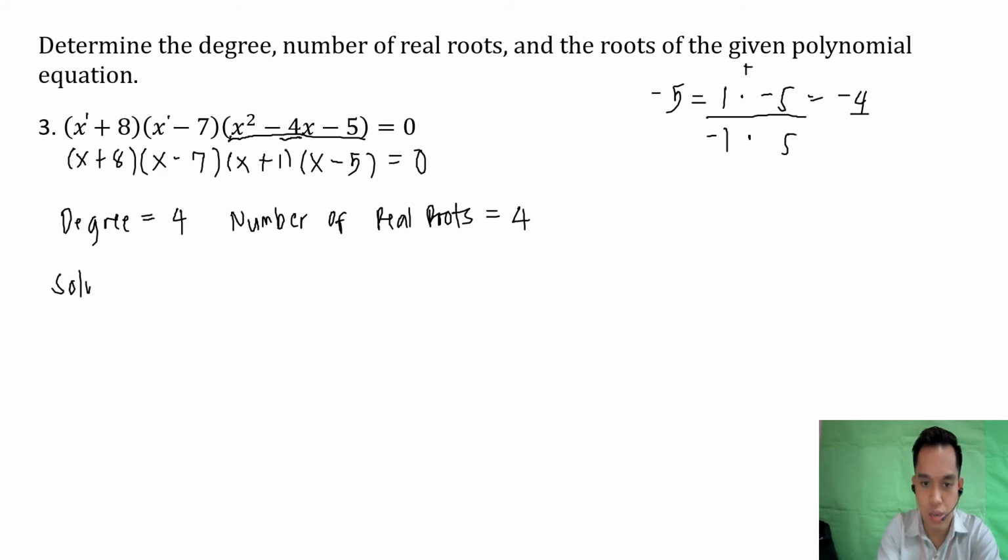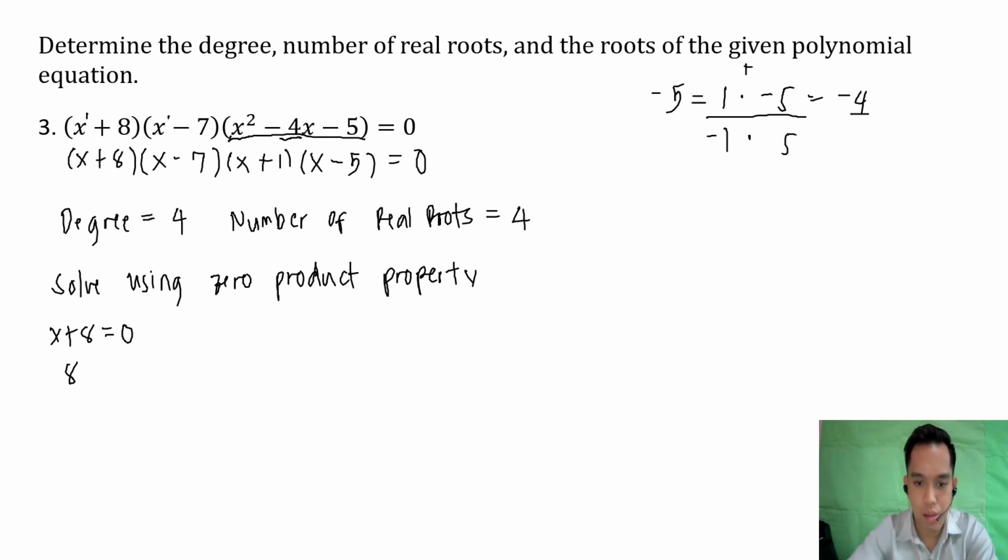So, to solve this using zero product property, so we will equate to 0 each factor. Zero product property. So, we are going to equate each factor to 0. So, una muna itong x plus 8 equals 0. And what is the value of x? Okay, so what is the value of x dito sa ating pinakaunang factor? X is equal to, okay, negative 8.